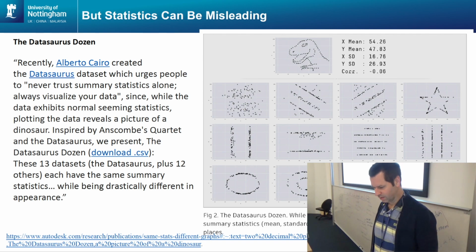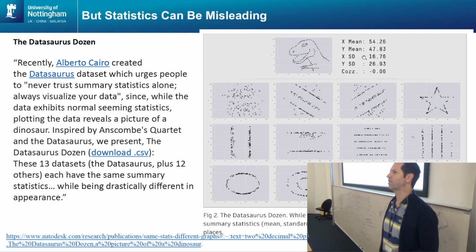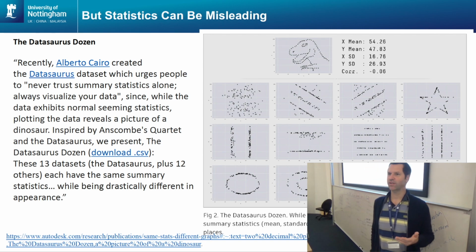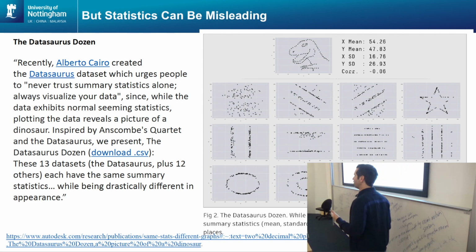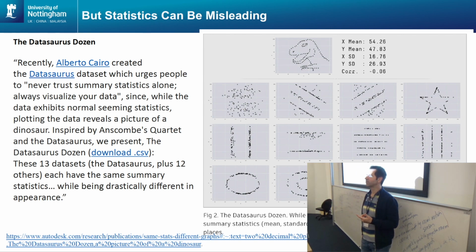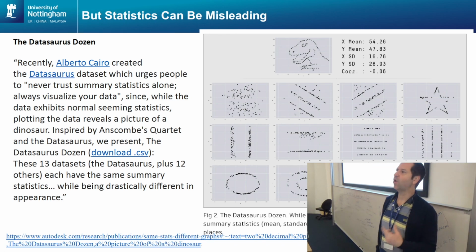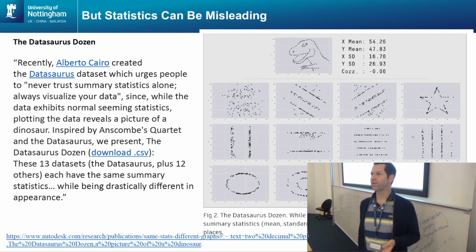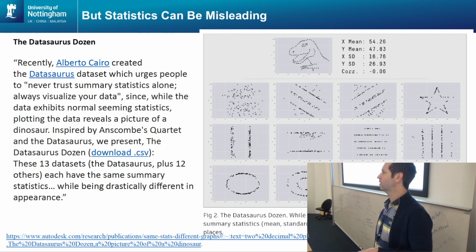But guess what? If you run the same statistics on these other dozen data sets, you get the same results, the same statistics. So you get the same y mean, the same x mean, the same x standard deviation, the same y standard deviation, and the same correlation coefficient. But the data sets look very different, don't they? So statistics are very useful, but they're not the whole story. They're useful, but it's also good to visualize the data, obviously.